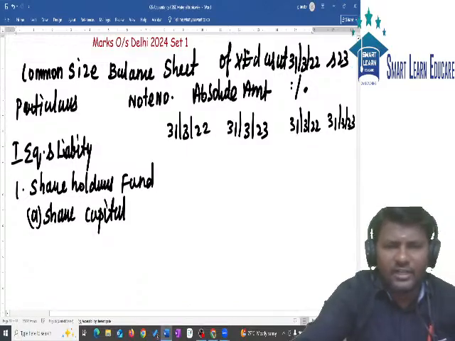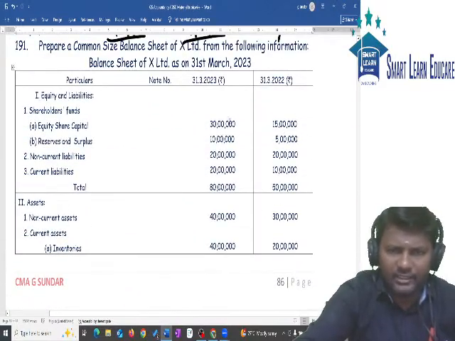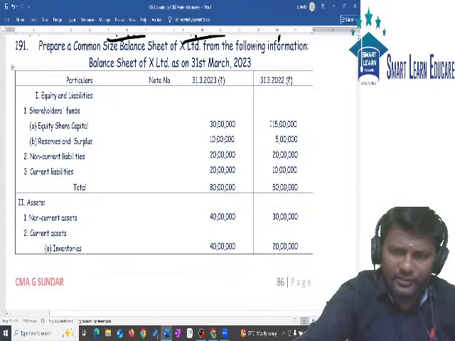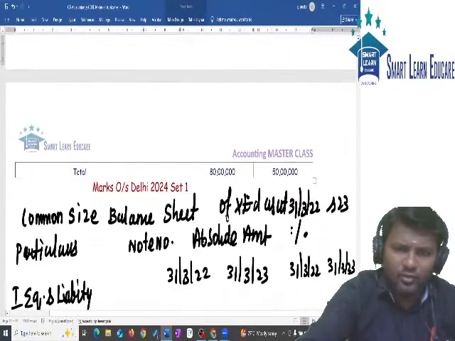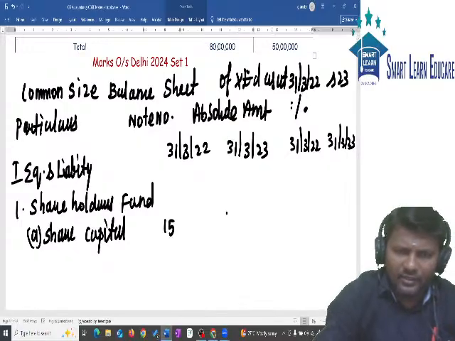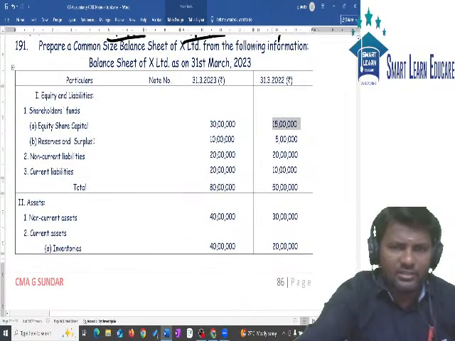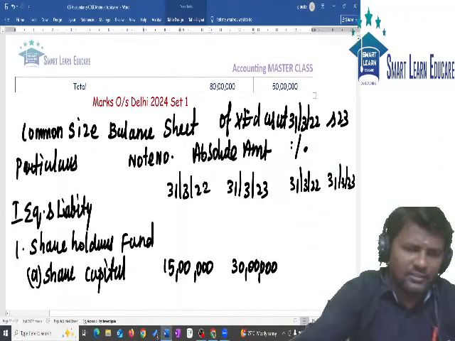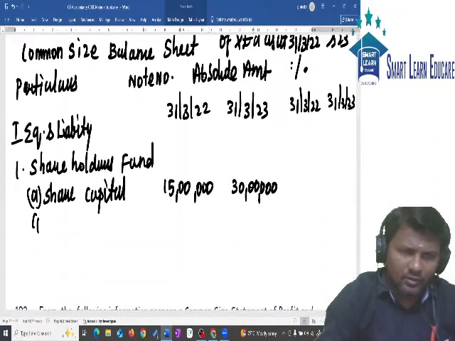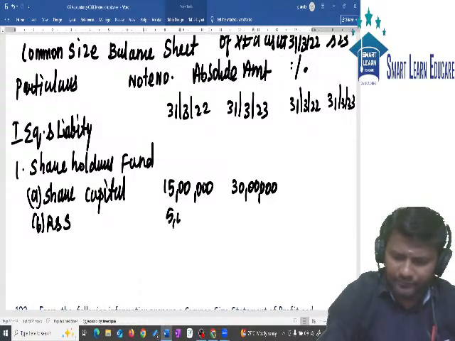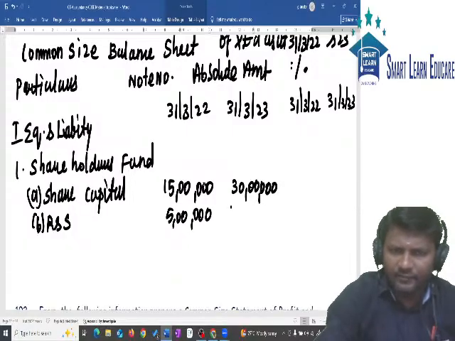What is the amount of share capital? Equity share capital. Question like given 30 lakh and 15 lakh. First you should write for previous year 15 lakh. So 15 and 30. 15 lakh for previous year, 30 lakhs for current year. Second information. What is the second information? Reserves and surplus. Previous year 5 lakh, current year 10 lakh. B, reserves and surplus. 5 lakh and 10 lakh.